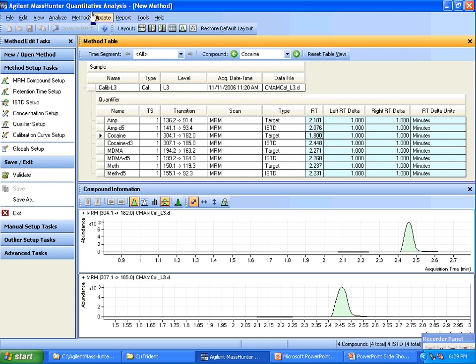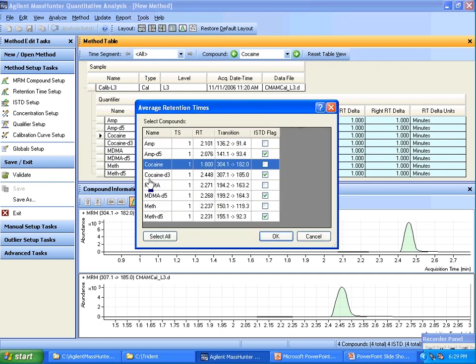I've got the update utility here, and I can either update the retention times, meaning I'll use this sample to find the best peak and match that retention time, or I can average. So let's try averaging. That would take the existing retention time, which is quite a ways off, and then average it with this particular sample. Again, I can do that either by compound, or I can update retention times just for the related ISTD. In this case, I'll just pick cocaine.